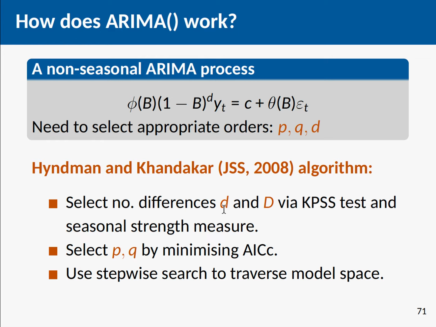And so once we know the degree of differencing, whether the regular differencing or the seasonal differencing, then we can try to select the order for the AR component and the MA component by minimizing the AICc. And typically we use a stepwise search. The algorithm that is there in R would use a stepwise search to figure out which model has the lowest AICc.